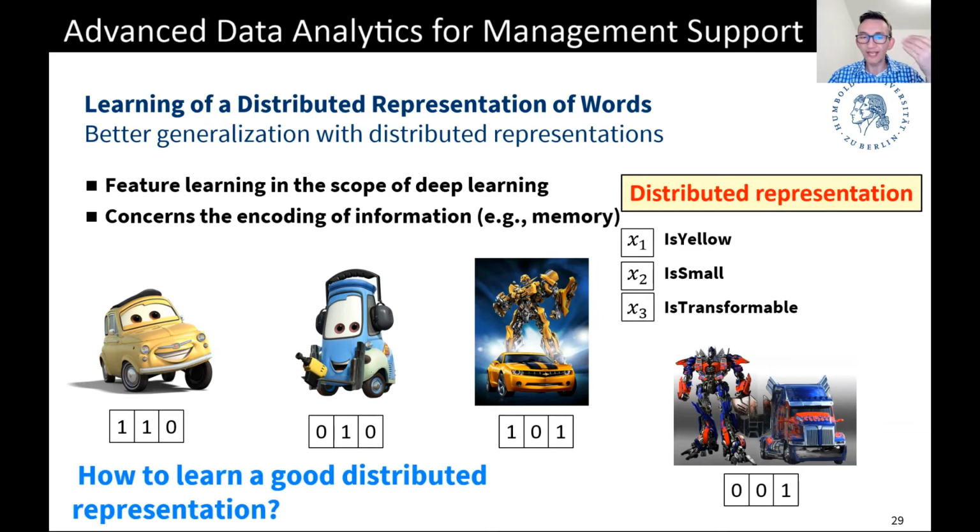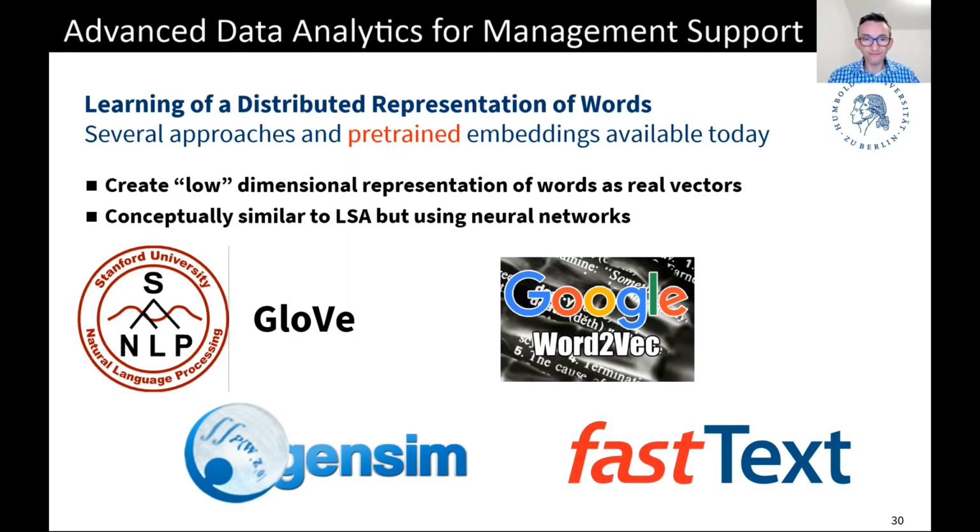And then the question is, how can we learn good distributed representations? How do we know that is yellow, is small, is transformable are the right interpretations of the places in our code? That's certainly a difficult question. Fortunately for us, scholars have found good answers to these questions, and many methods have been proposed to learn distributed representations for words that capture meaning. And well, the list is quite big, I have to say.